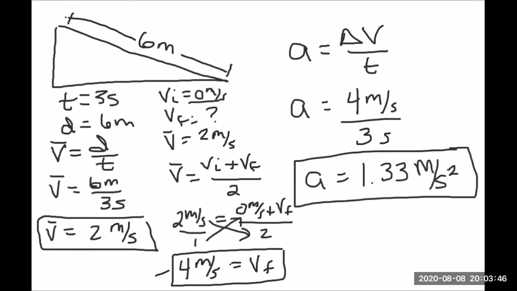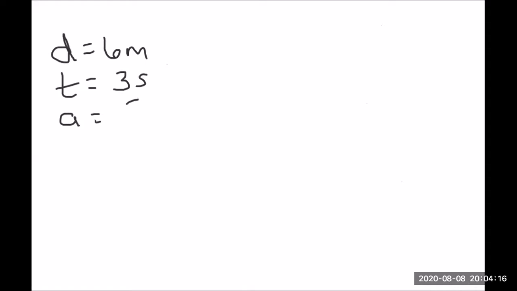Now, there are other formulas. These are pretty basic ones. Velocity is distance over time. Acceleration is change in velocity over time. These are pretty basic formulas. There are other formulas, or what are called derived formulas. So let's take the same scenario. We're going to travel down the ramp a distance of 6 meters, and we're going to do that in a time of 3 seconds. And we ultimately want to find our acceleration.